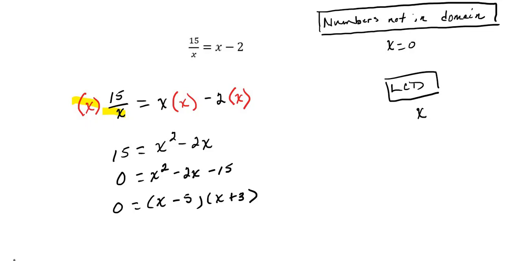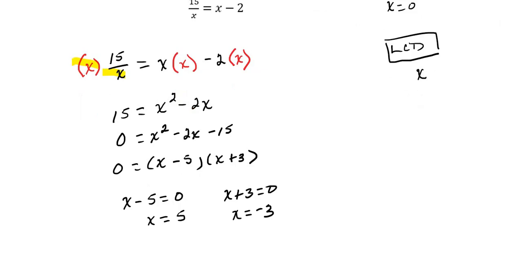Now be careful, because a lot of times students will say in their head, what multiplies to give me negative 15 and adds to give me negative 2, and say, okay, that's negative 5 and 3, and say that that is the answer to the equation. That's not the answer to the equation. It's what goes in these spaces right here within the parentheses. From here, I still need to set each factor equal to 0 and solve. So I have 5 and negative 3 as my answer.